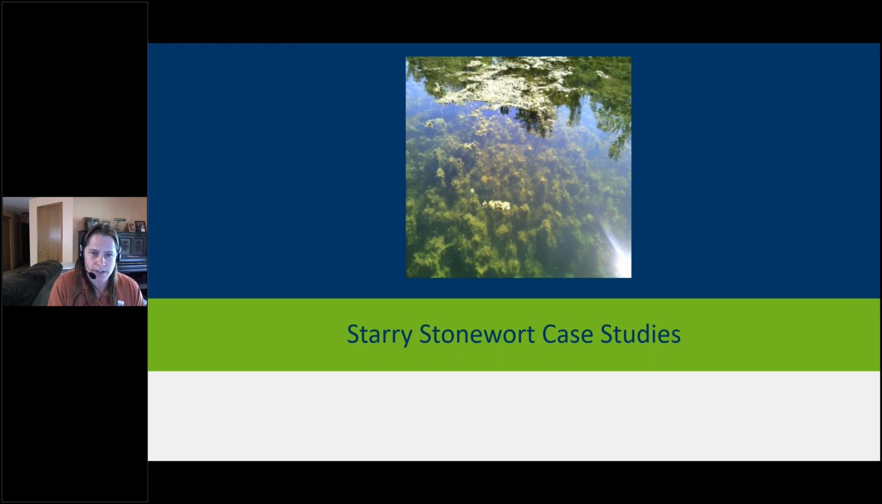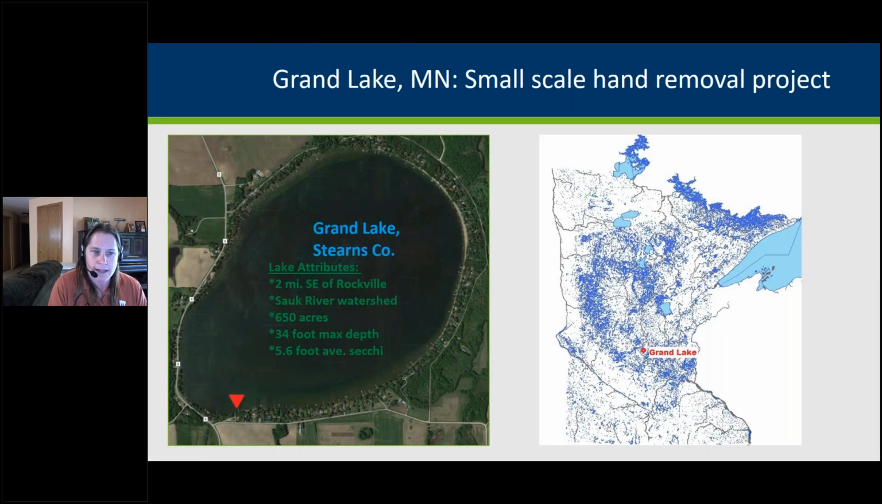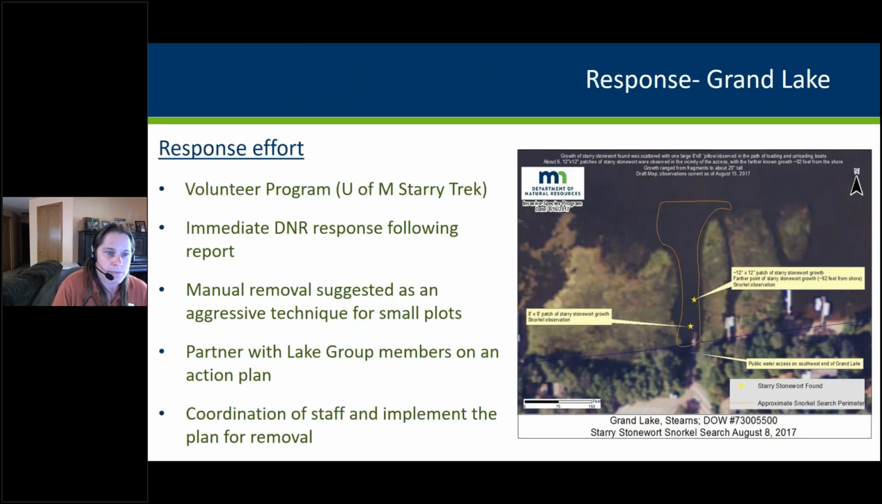I'm just going to jump into the case study that I'm involved with in central Minnesota. This is in Grand Lake, which is an hour and a half northwest of the Minneapolis-St. Paul area. This is a really small lake. It has really good water clarity, and it's about 650 acres in size. Back in 2017, we had a volunteer program through the University of Minnesota called Starry Trek. These volunteers successfully identified starry stonewort at the access. Once the initial discovery was found, we worked with the lake group and our local units of government to do a hand removal project at this access.